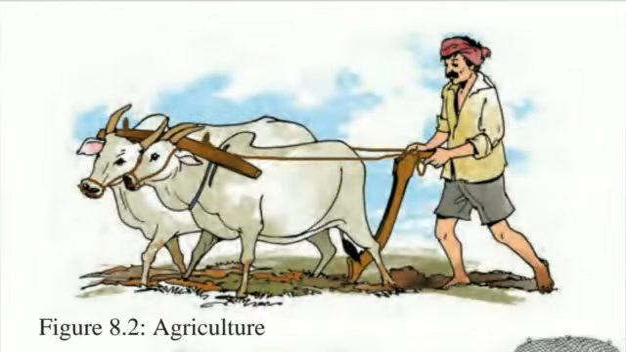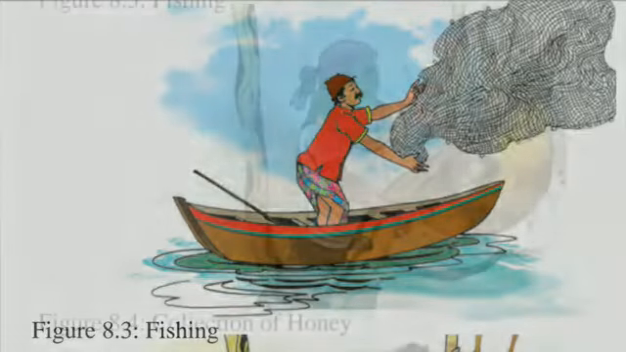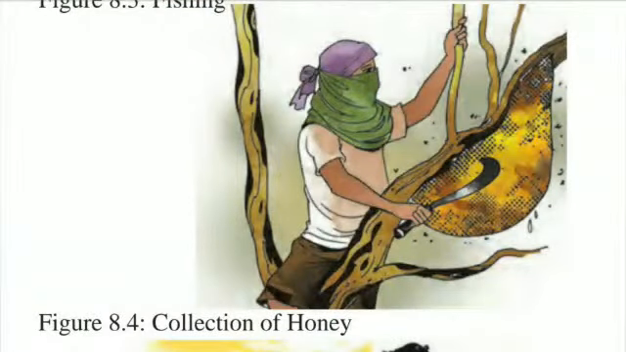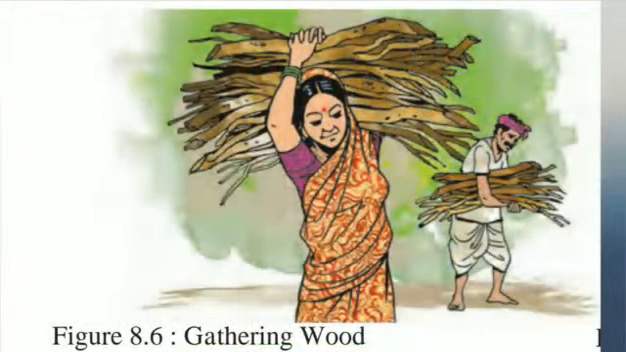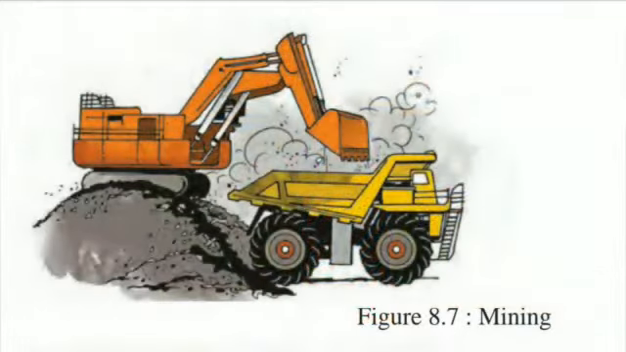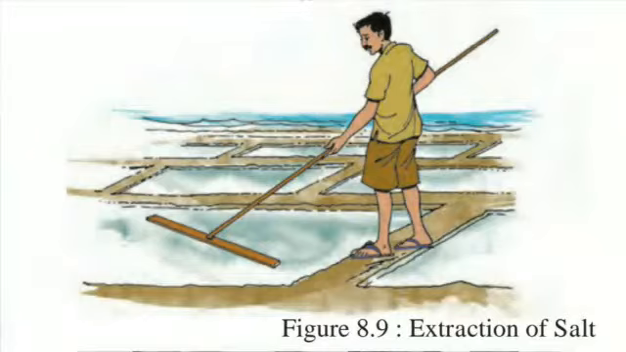You can see in the textbook how these natural resources are useful for us. This is figure 8.2, which is related to agriculture. 8.3, fishing, a man catching fishes. This is the collection of honey. Drawing water from the well, and this is the gathering of wood for different purposes, like using as fuel. This is mining, and a mason is working here. This is the extraction of salt.